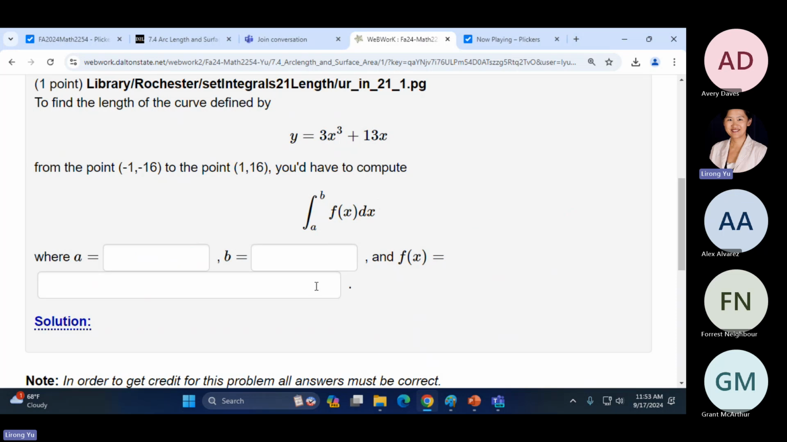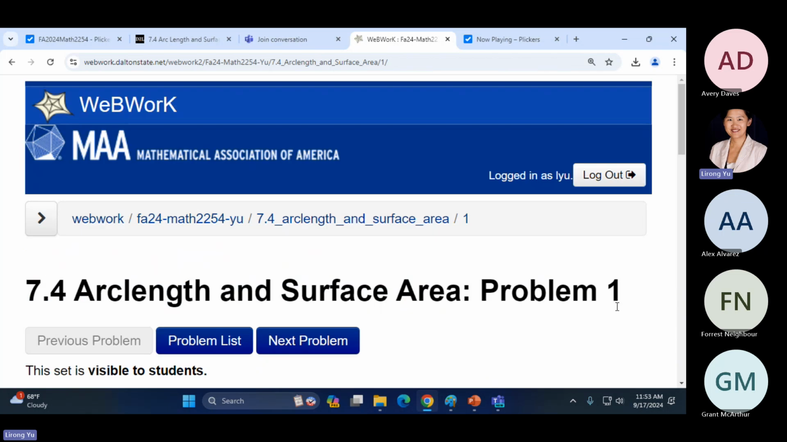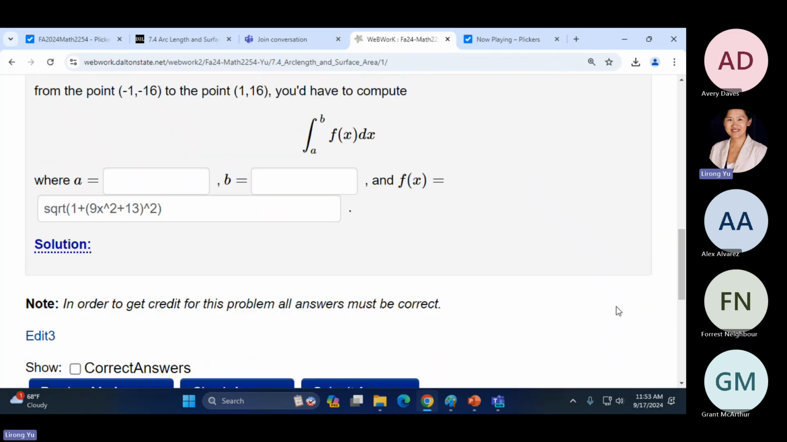Right, so as far as the first question, we're going to make sure that we enter the function properly. On the outside, it will be a square root function. Inside the square root function is 1 plus the derivative squared, so it's 1 plus another square. To set it up, the one we have to square is the derivative. So the derivative is 9 times x to the power 2 plus 13. If you enter it this way, you'll be able to check the answer.